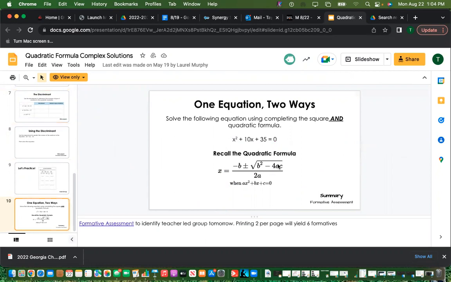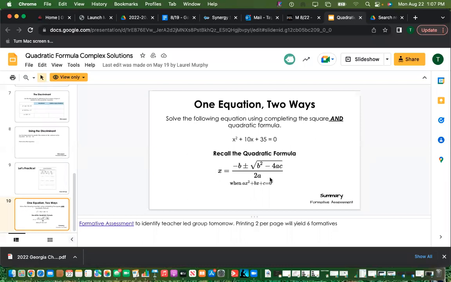Okay, so quadratic formula is what we did today. Completing the square is what we did last week. You should get the same answer for both. Okay, so go ahead and take a moment on your paper. You're going to solve it using the quadratic formula and solve using completing the square.